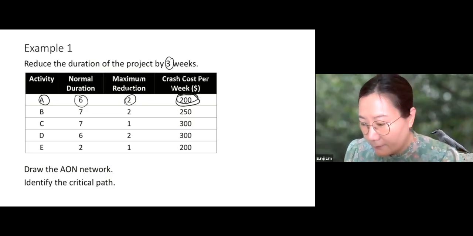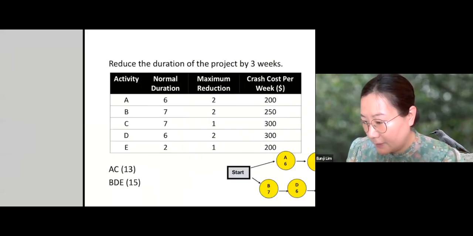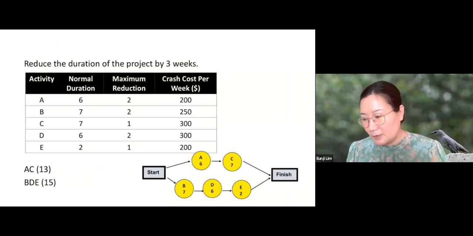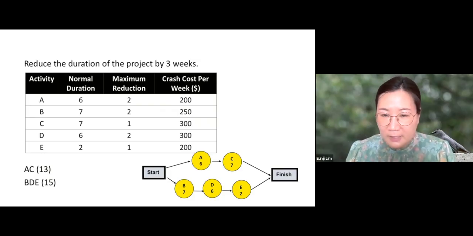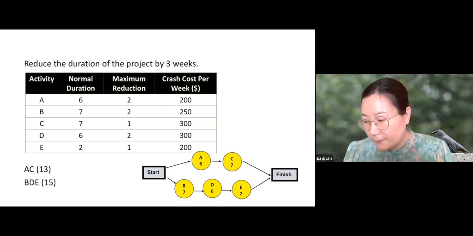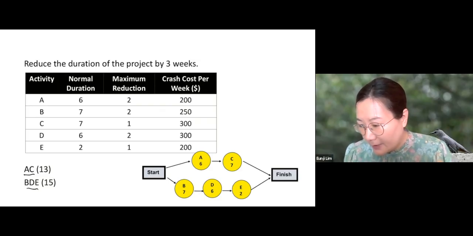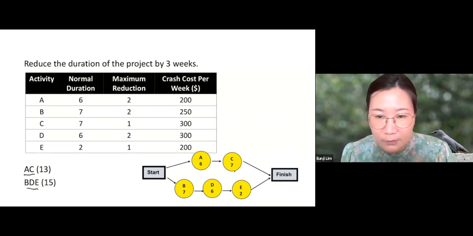So we're going to start from the start node. Actually, the activity on node network is given in this slide. Now to identify the critical path, we need to list all the possible paths from the start node to the finish node. And we have 2 paths, A, C, and B, D, E. The length of the first path is 6 plus 7, which is 13. And the length of the second one is 7 plus 6 plus 2, which is 15.